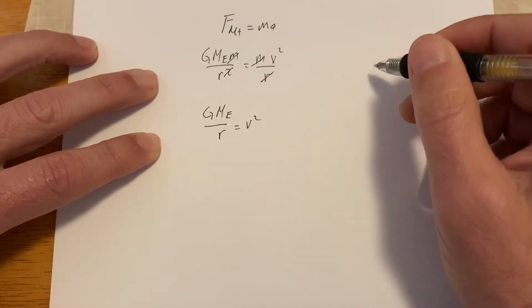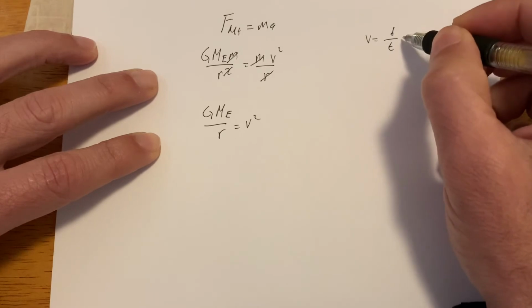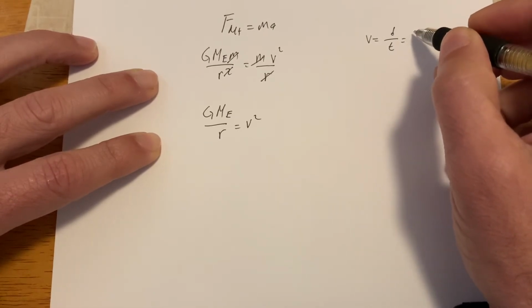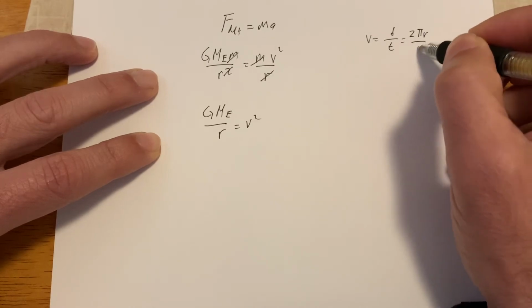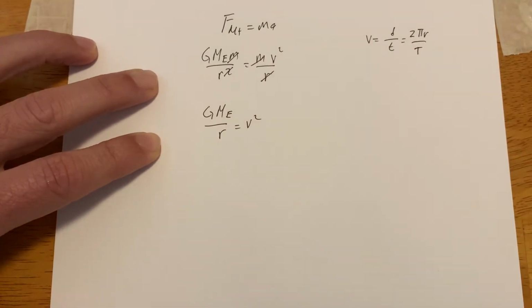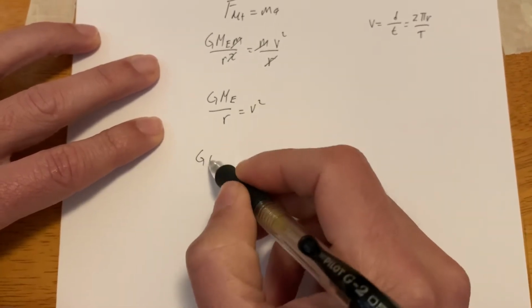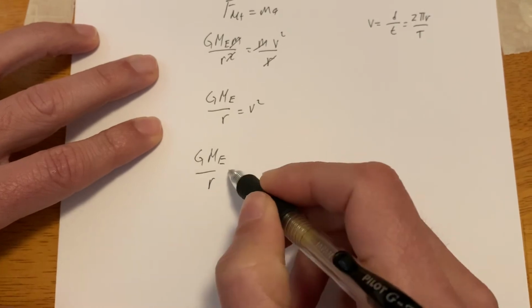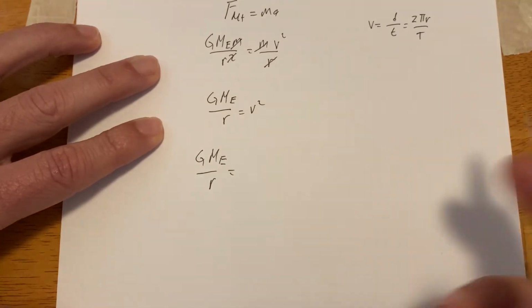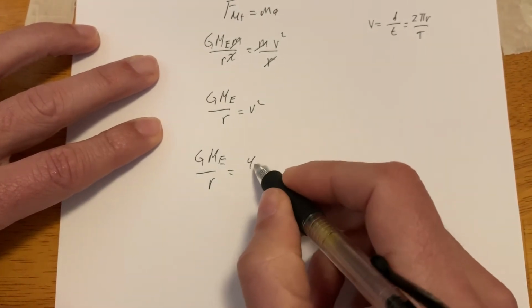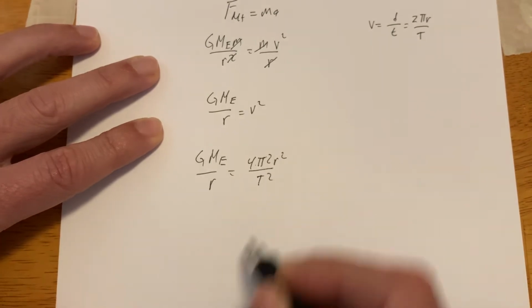All right, well, let's take a look at the velocity of this object. Velocity is always distance over time. In this particular case, since we're traveling in a circle, the distance around the circle is 2 pi r, and time is the period. So we're going to take this, plug it into here. So I have G me over r is equal to, let's also do a little bit of squaring, so 2 squared is 4, pi squared, r squared, over T squared.